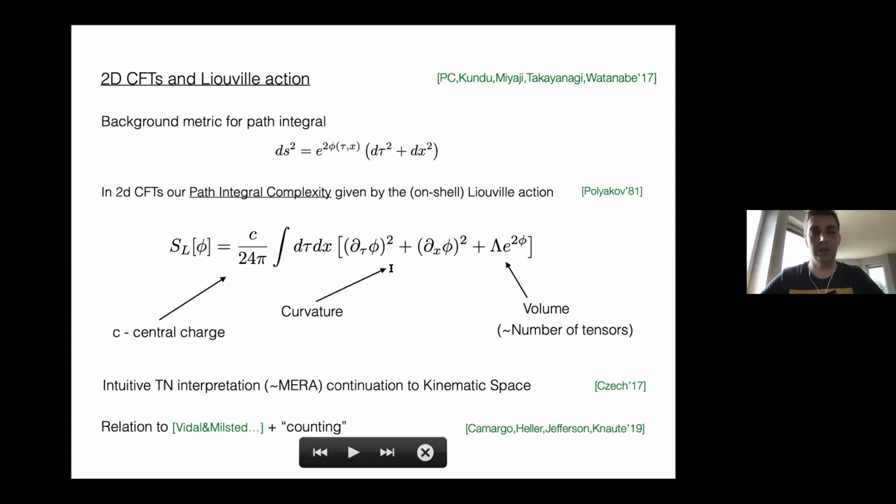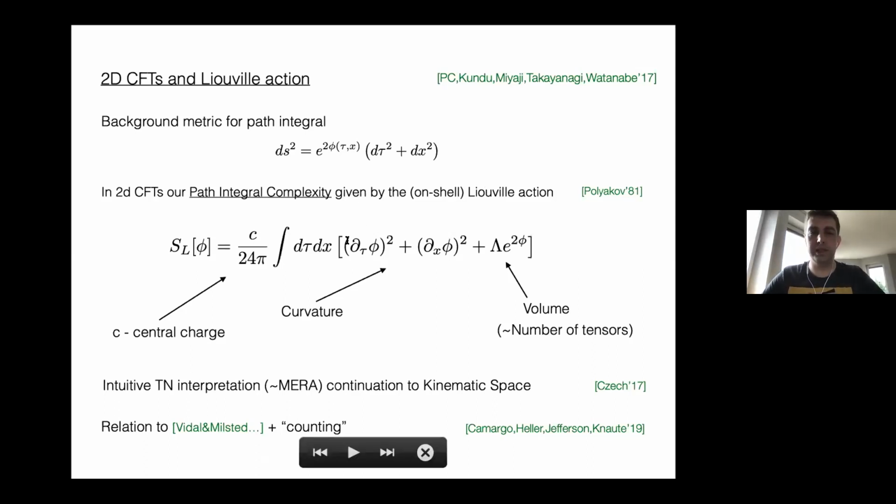More precisely, this is related to the fact that the measure of the path integral in flat space is related to the one in curved space by the exponent of the Liouville action. And this Liouville action is very universal in the way that it is proportional to only one piece of information about the CFT, namely the central charge.